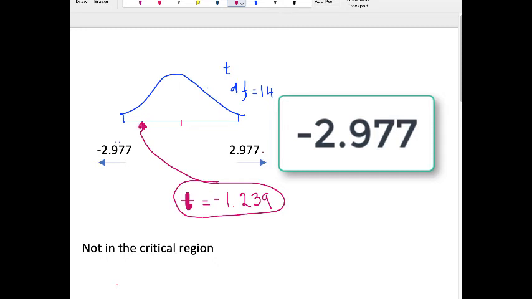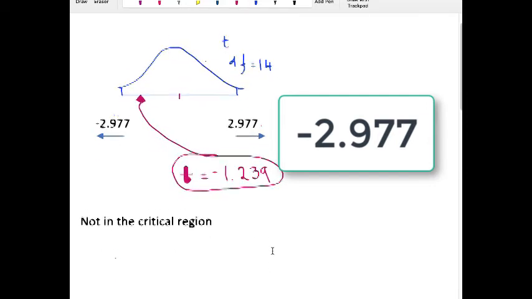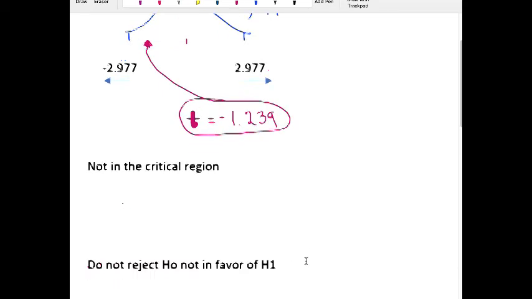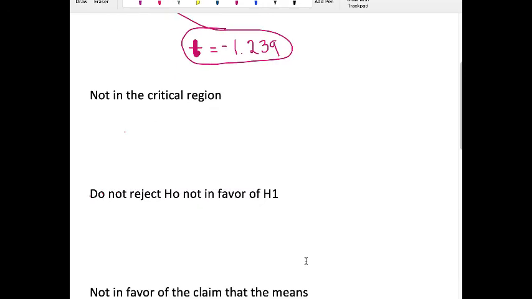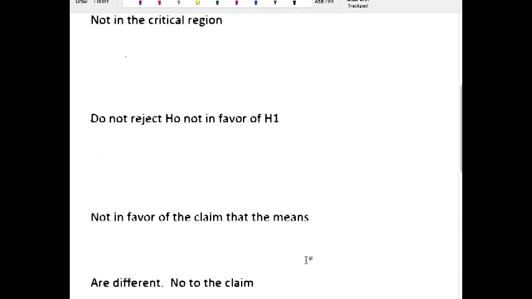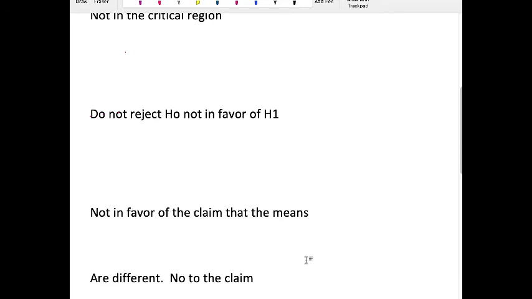And so therefore, since it's not in the critical region, our decision is to not reject H0, not in favor of H1. And therefore, since H1 was the claim that they were different, we're not in favor of the claim. We're saying no to the claim.